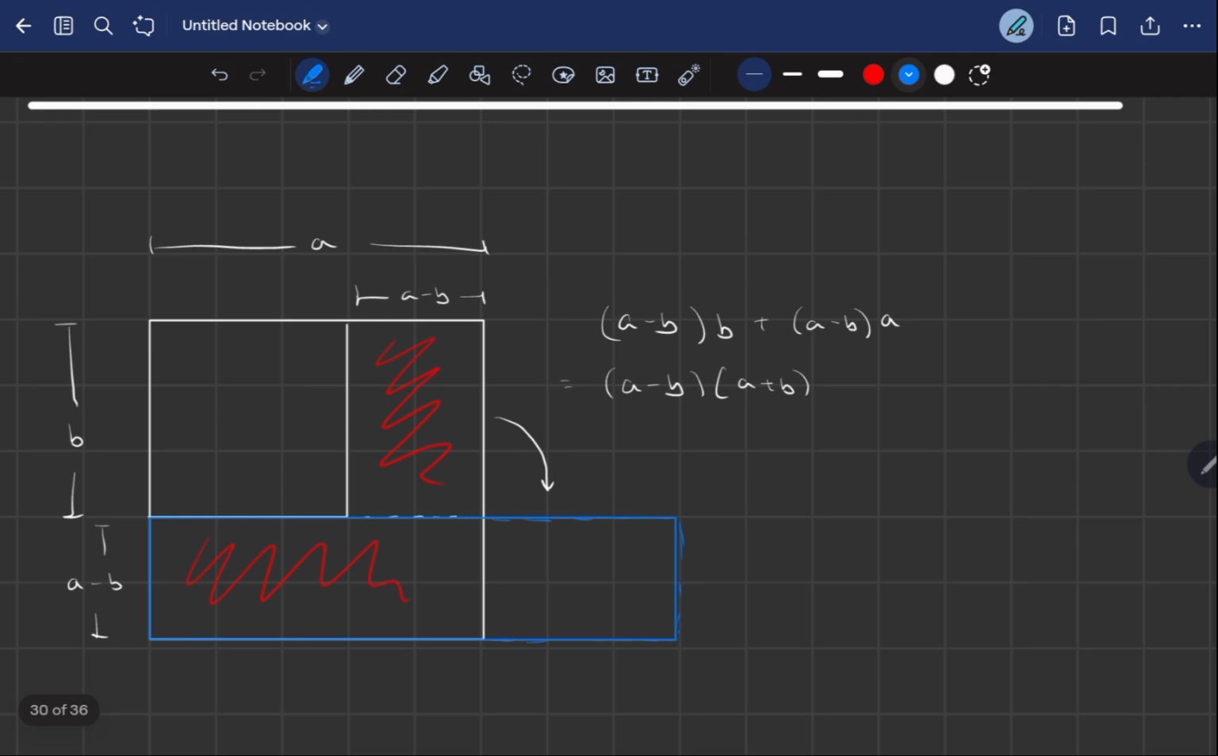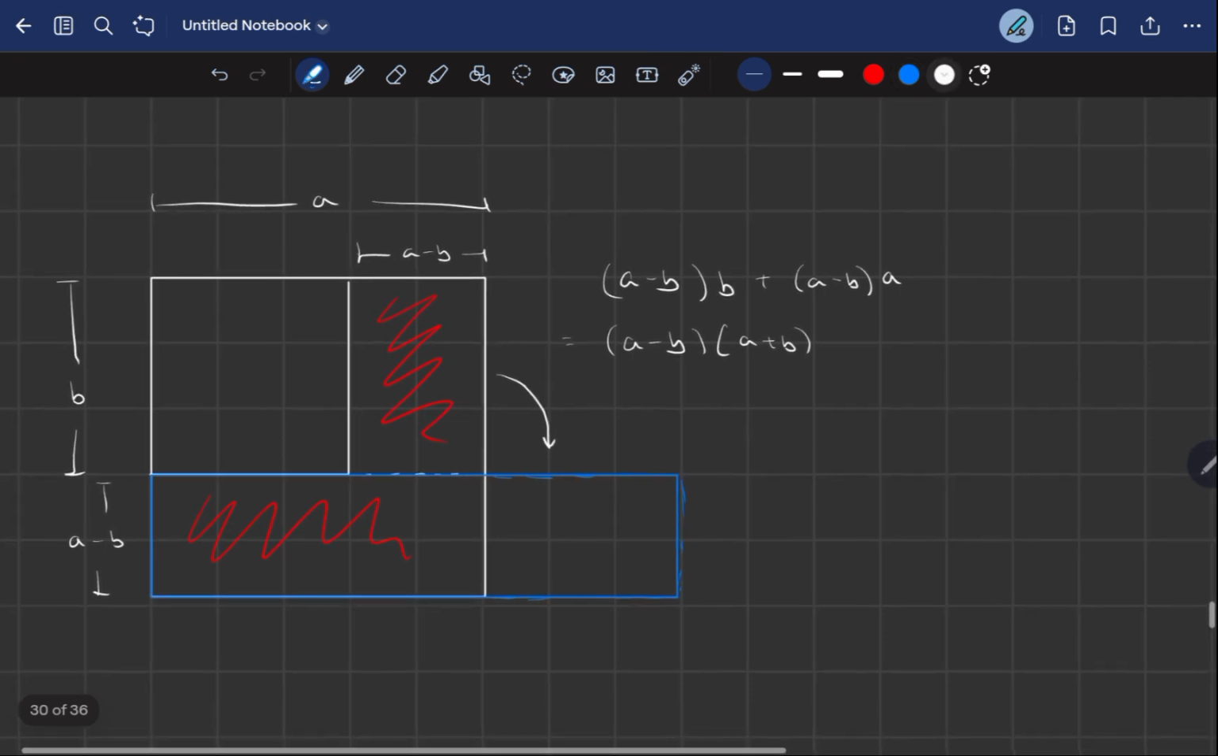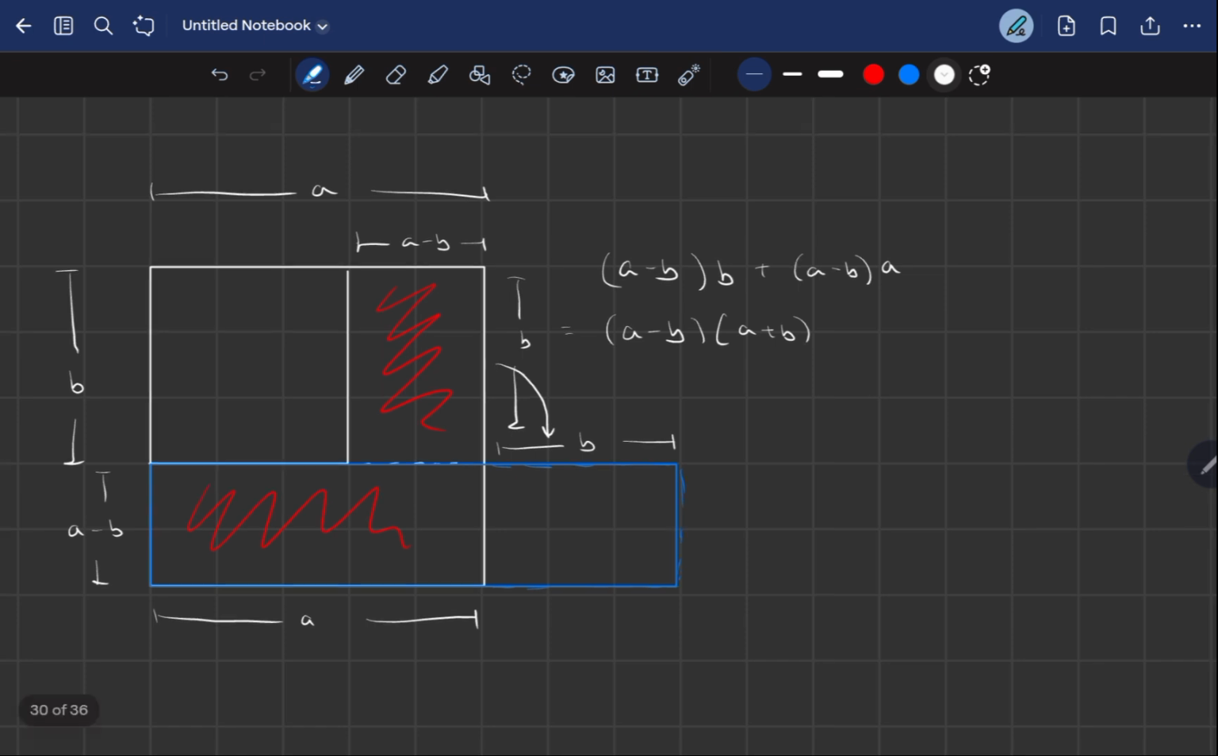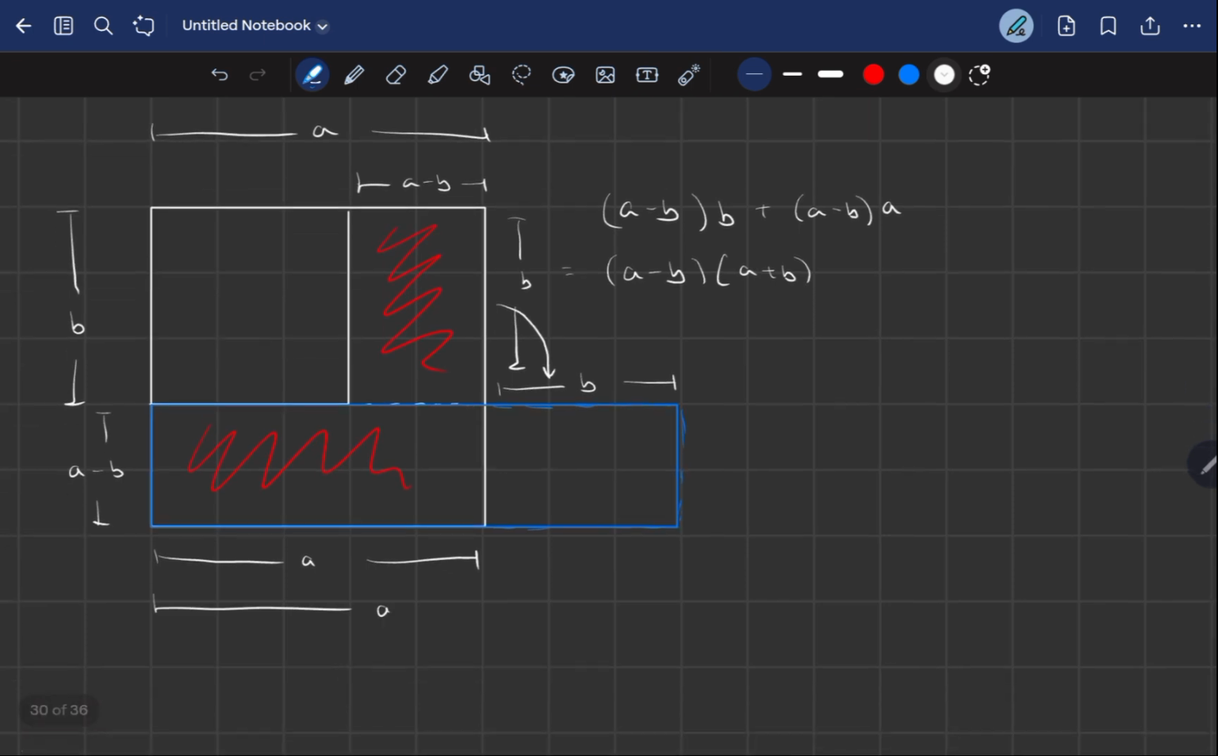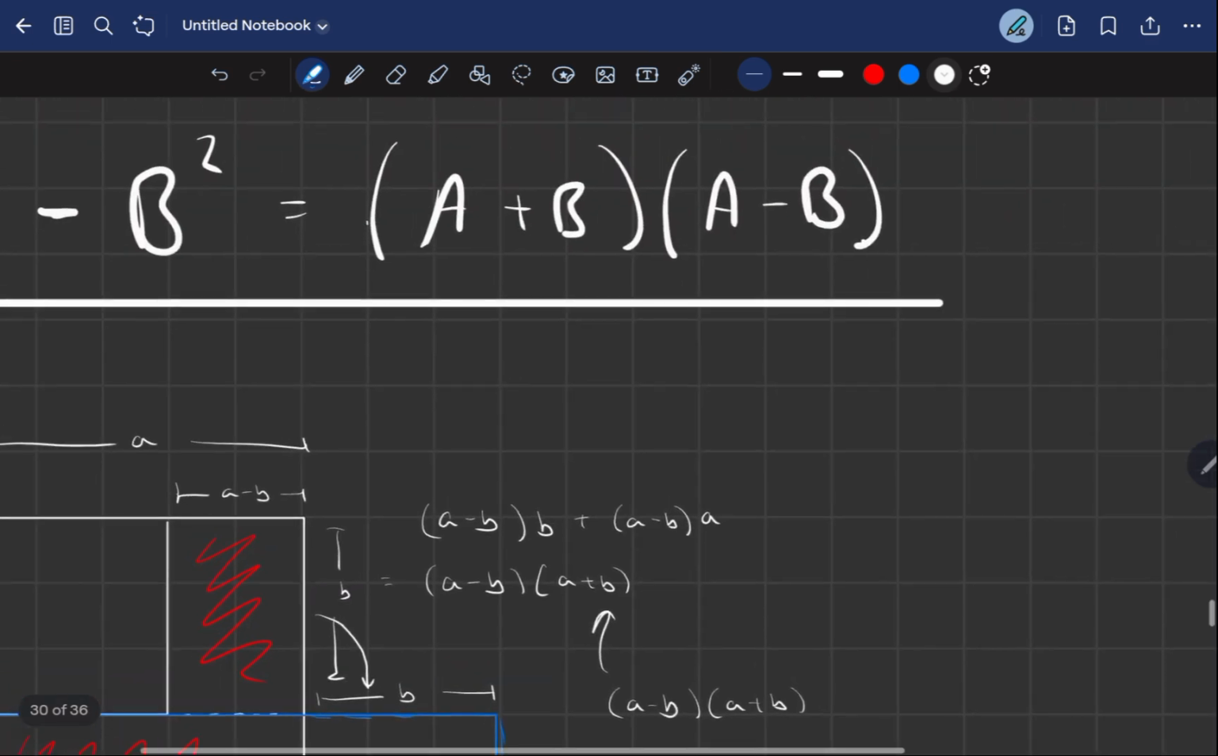Okay? And we know that the width of this massive rectangle is just a minus b. But what is the length? So this part is a. And because I'm just rotating this round, this part is going to be b, because this part is b. So the entire length is just a plus b. So the area is going to be a minus b times a plus b, which is the same as what we have here, which is the same as what we have here.